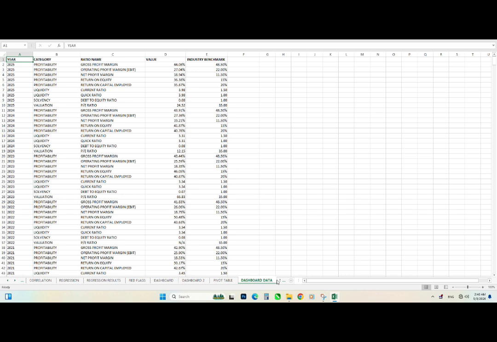This slide shows the structured data set used for analysis, which is the dashboard data. It includes the year-wise ratio, category, and benchmark values.